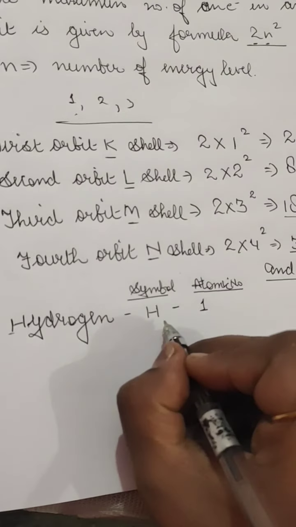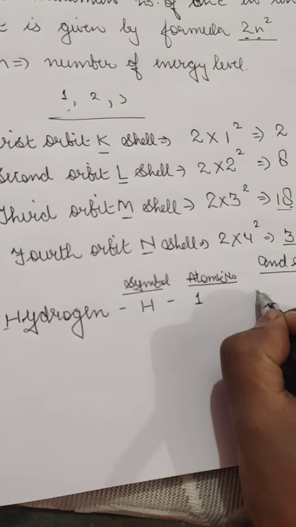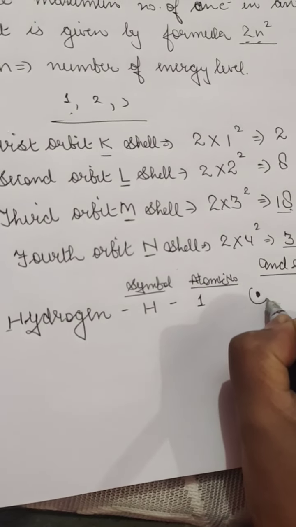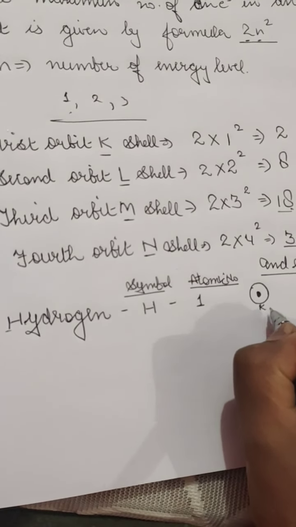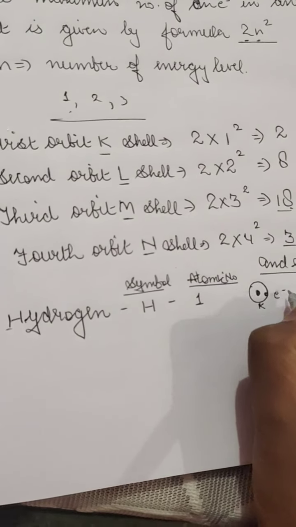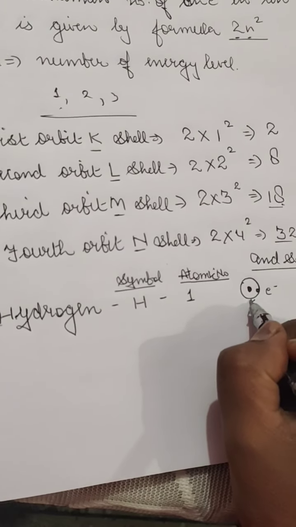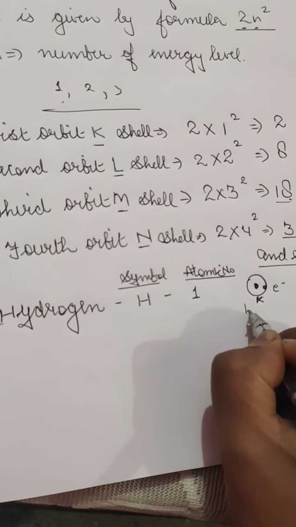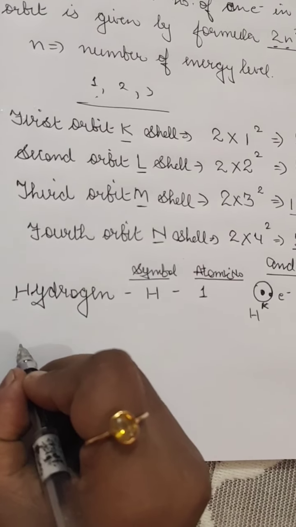So hydrogen has the symbol H and only 1 electron. The structure of hydrogen would be a nucleus, and here is the first shell, which is the only shell. That means hydrogen will have only the K shell with only 1 electron. So here is the 1 electron. This is the electronic structure of hydrogen, which has only the K shell. All right. Now for the next example, let us take lithium.